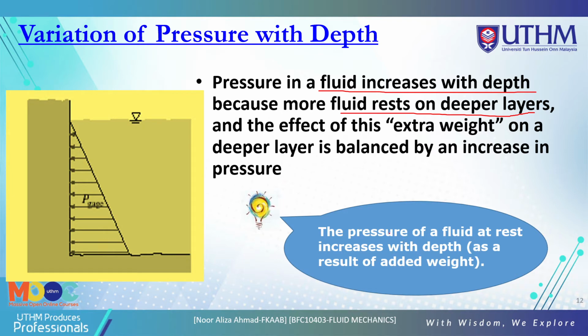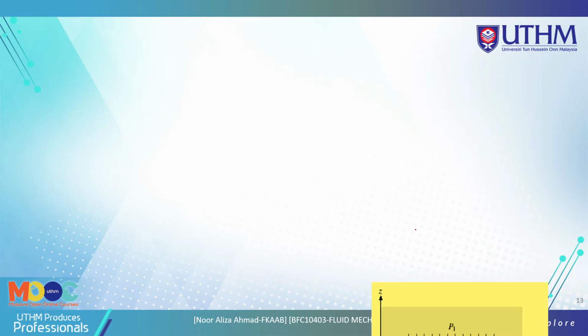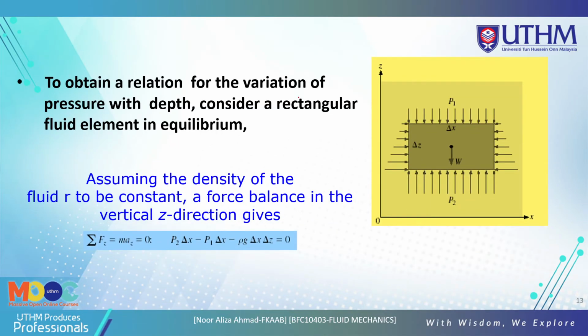So the pressure of a fluid at rest increases with depth as a result of added weight. Now we look at how to obtain a relation for the variation of pressure with depth. Consider a rectangular fluid element in equilibrium. We know that force equals mass times acceleration, and the sum of forces is equal to 0 because we want a force balance in the vertical, z direction. So look at this consideration of a rectangular fluid element in equilibrium.